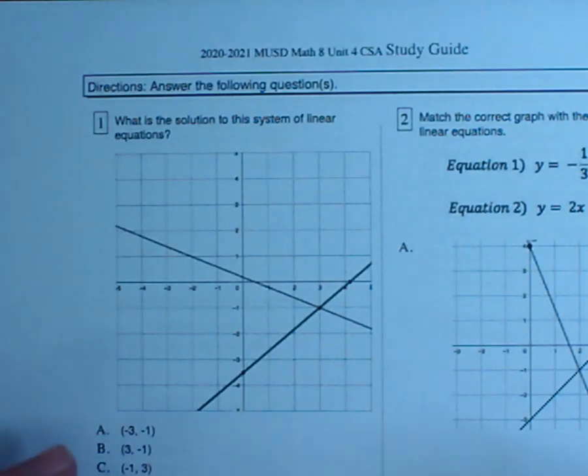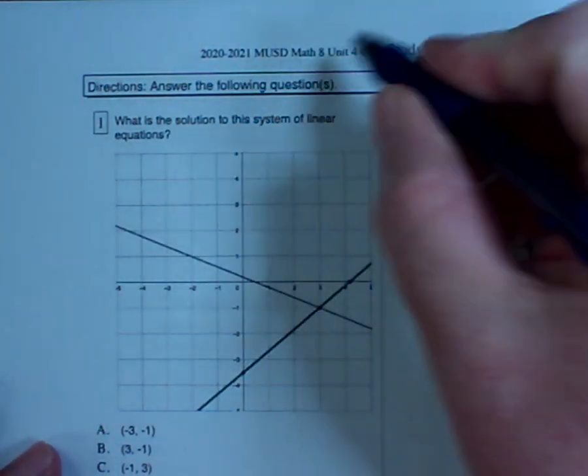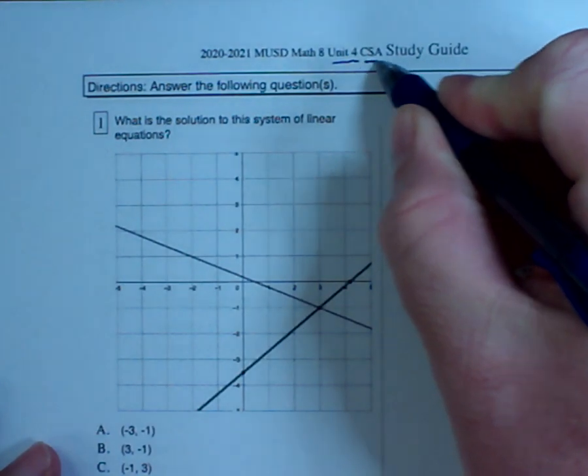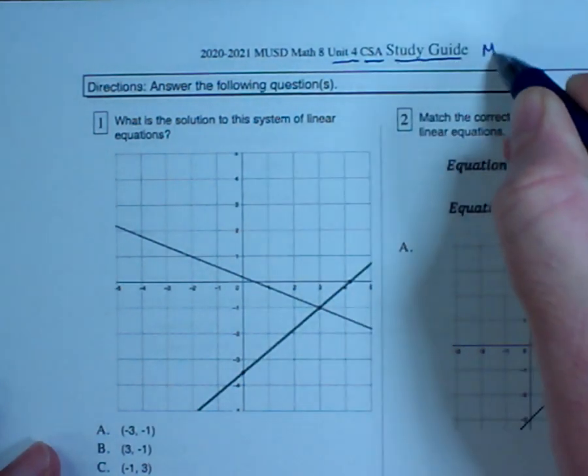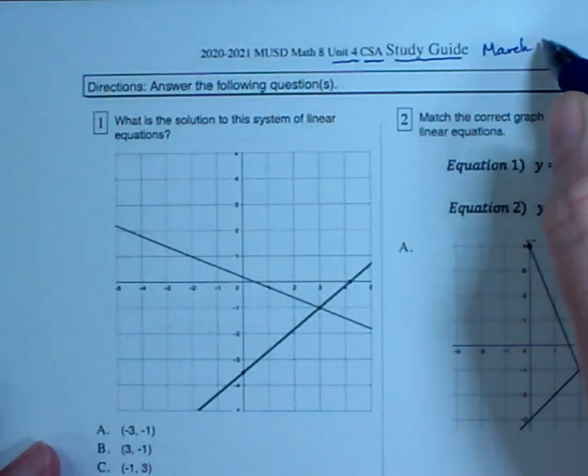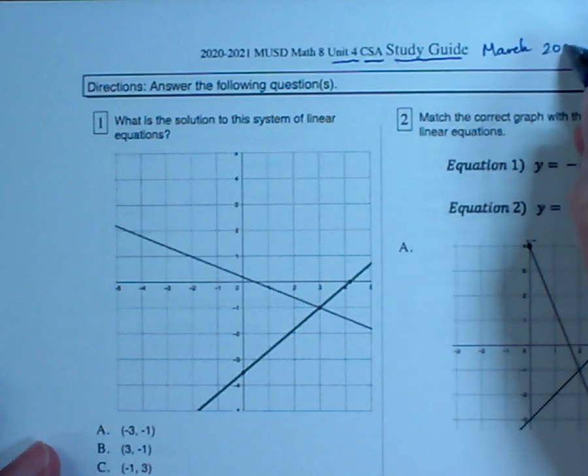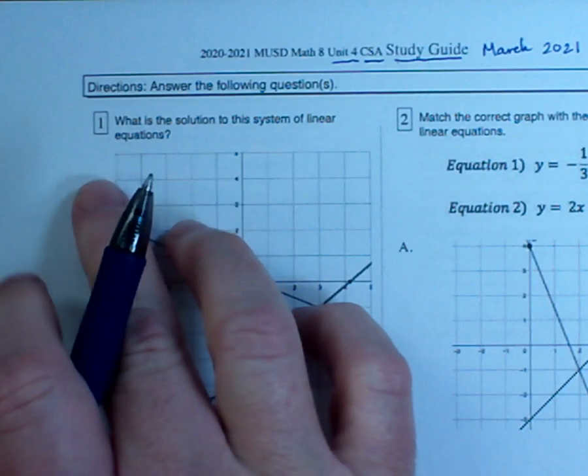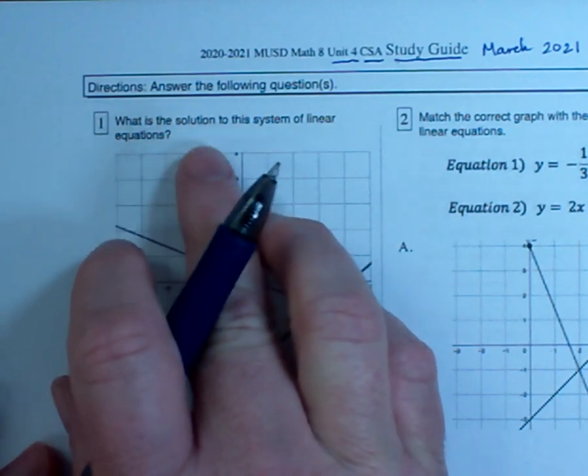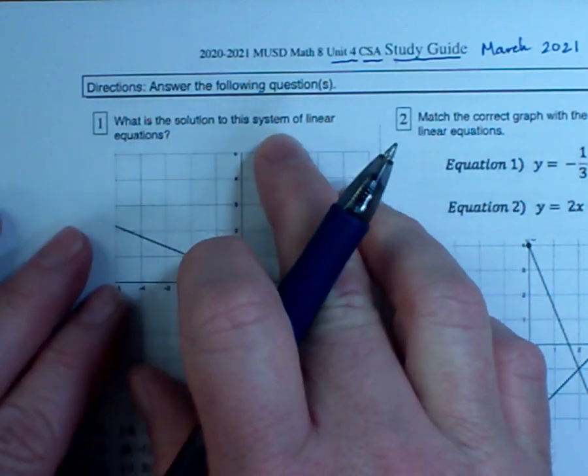Okay, welcome to the Unit 4 CSA study guide. The date of recording: March 2021. We begin with number 1. What is the solution to this system of linear equations?